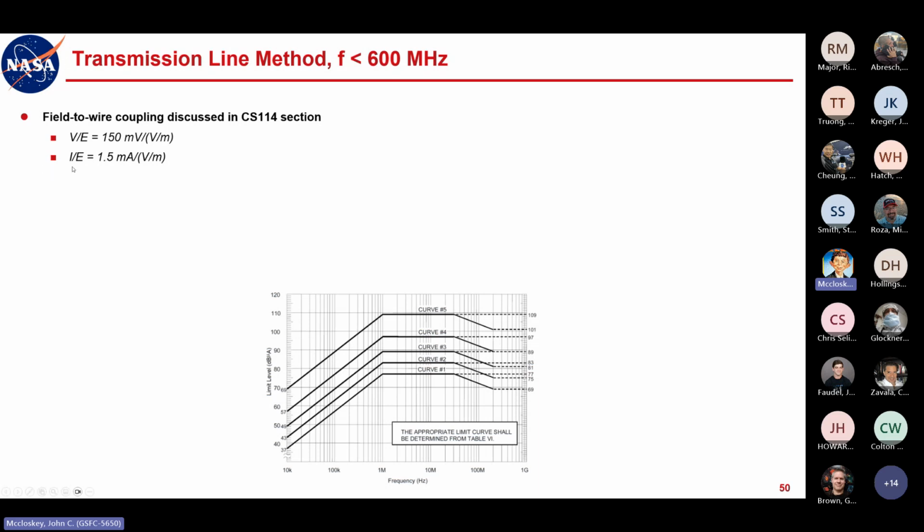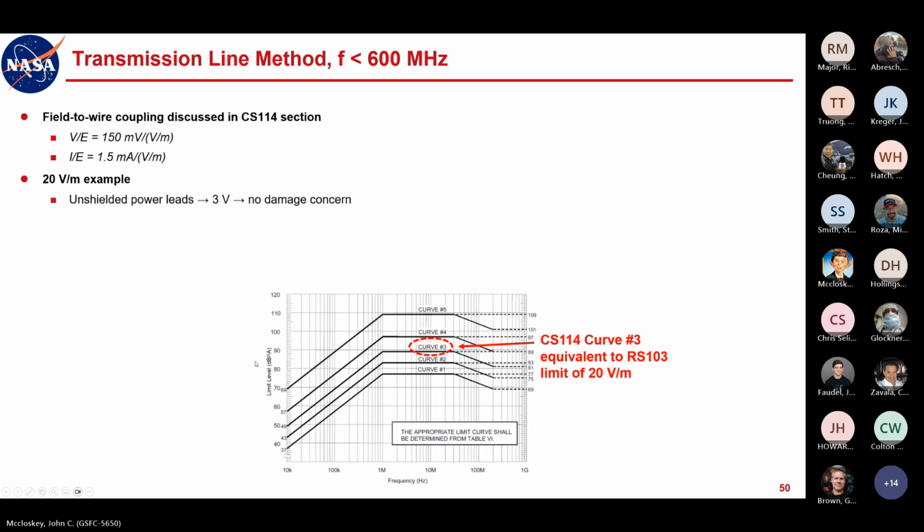And then the coupled current as a function of electric field is 1.5 milliamps per volt per meter, and that actually is stated in the mill standard as what the level is in the plateau region of all these curves. So for a 20 volt per meter example, a typical launch site level, that corresponds to curve number 3. And it says in the mill standard that curve number 3 is equivalent to an RS103 limit of 20 volts per meter.